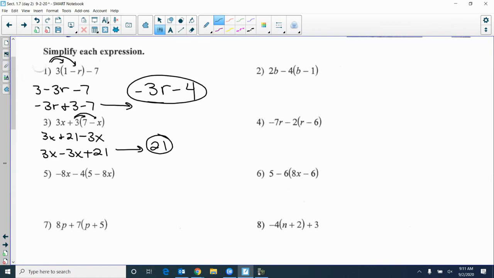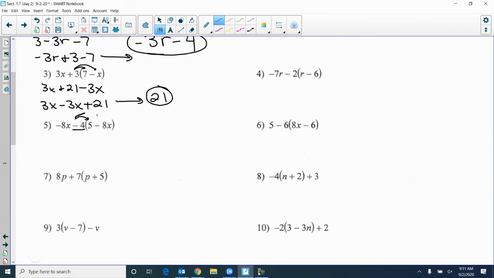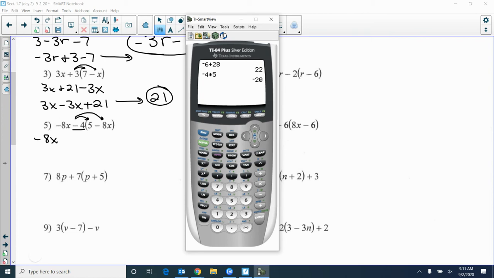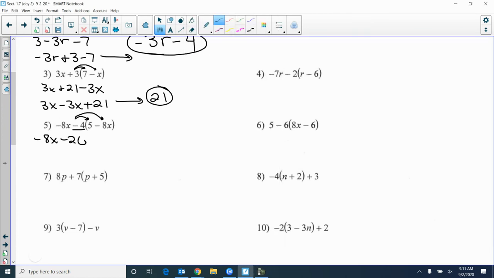Okay. Number 5. Distribute the negative 4. I get negative 8x. If you need to, use your calculator. Negative 4 times 5. And then whatever the sign of the answer is, that's going to become your plus or your minus. What's negative 4 times negative 8x? Negative 4 times negative 8 is going to be 32x, positive 32x. Good. So now I'm going to reorganize. I got negative 8x plus 32x minus 20. What is negative 8 plus 32? Joe. Oh. All right. What's negative 8 plus 32? Positive, yep, positive 24. So it's 24x minus 20.